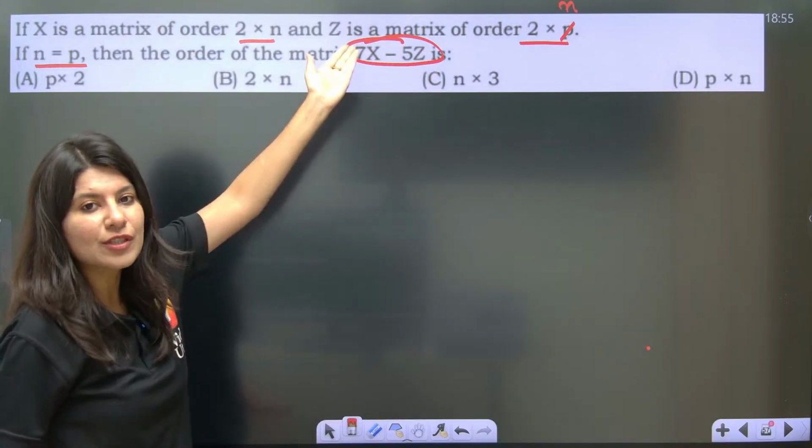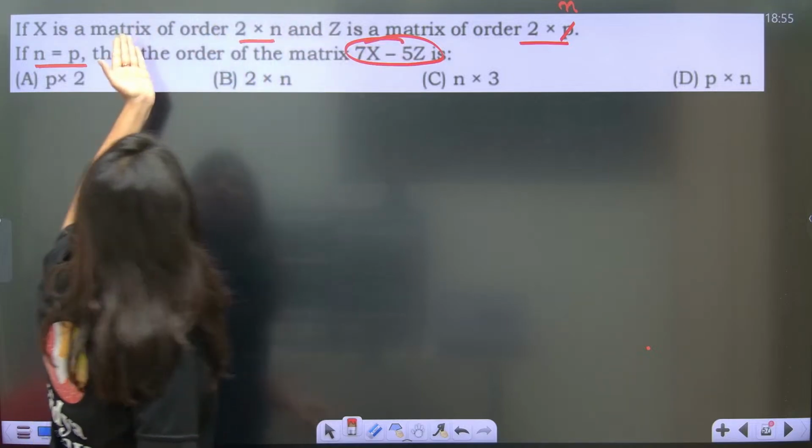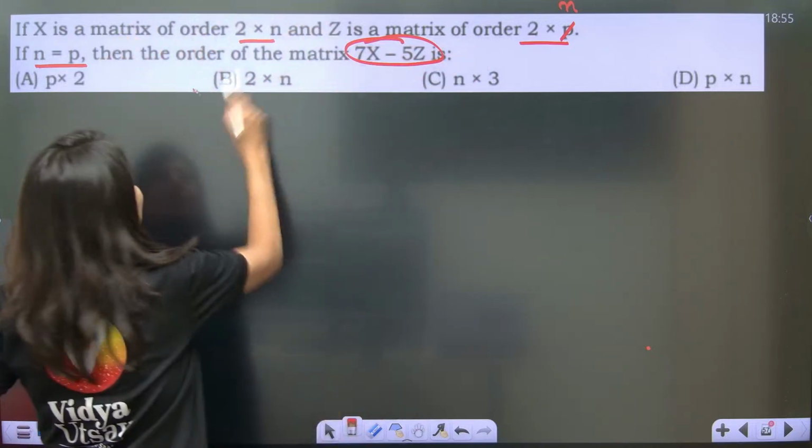Both should have, first of all, the same order. In order to subtract two matrices, both should have the same order. So they are having the same order. Yes, ma'am, 2 cross n, 2 cross n. So the final also is 2 cross n.